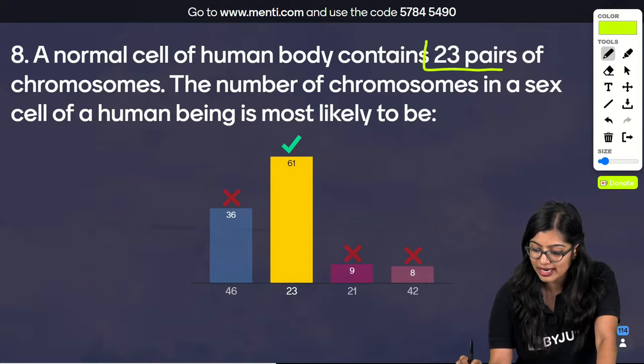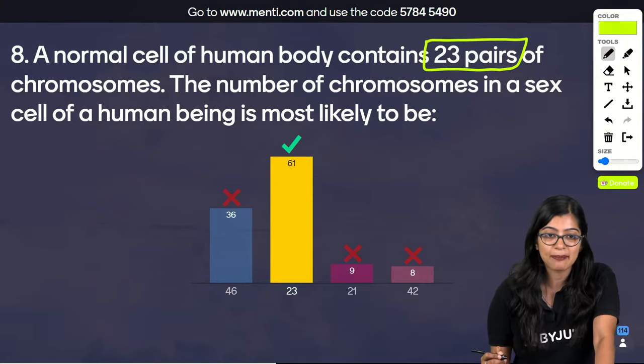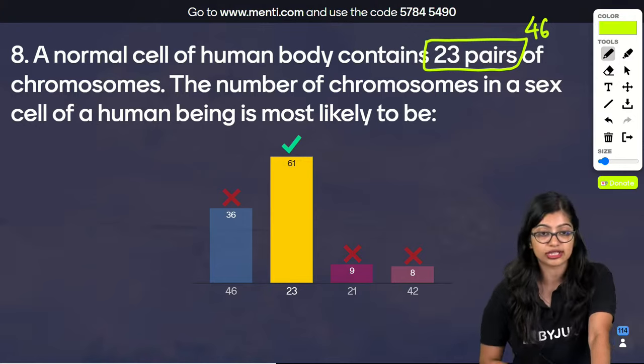Please explain this once again. A normal cell has 23 pairs. 23 pairs means how much? It is 46.